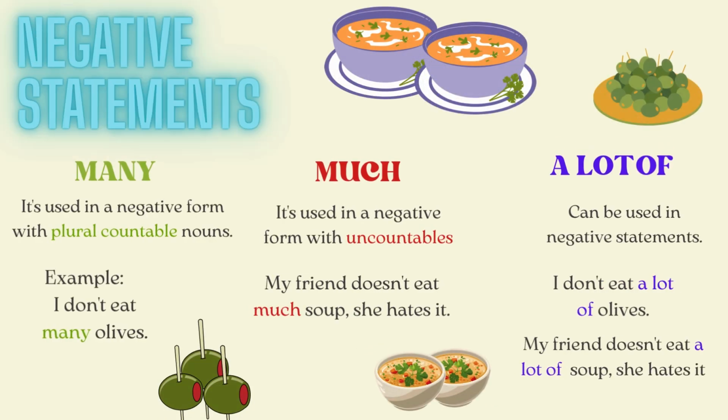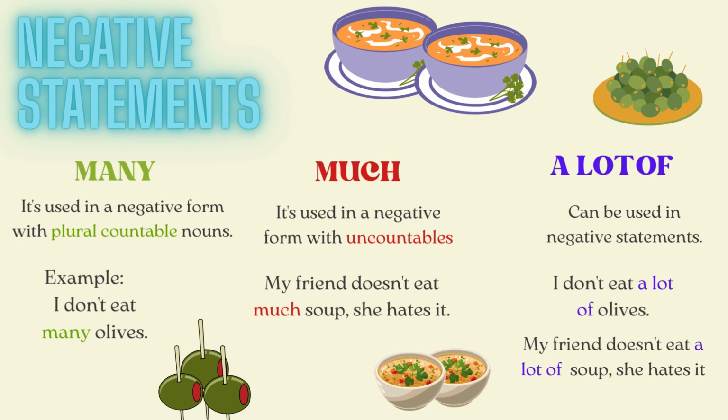Finally, we have negative statements, and it says many is used in a negative form with plural countable nouns. Look at the example: I don't eat many olives. We use many because olives are countable. Then we have much, which is used in a negative form with uncountable nouns. The example says, my friend doesn't eat much soup. She hates it. We use much because soup is uncountable.